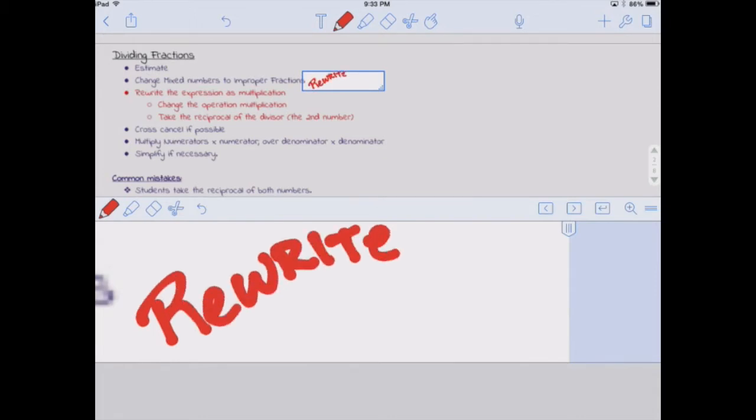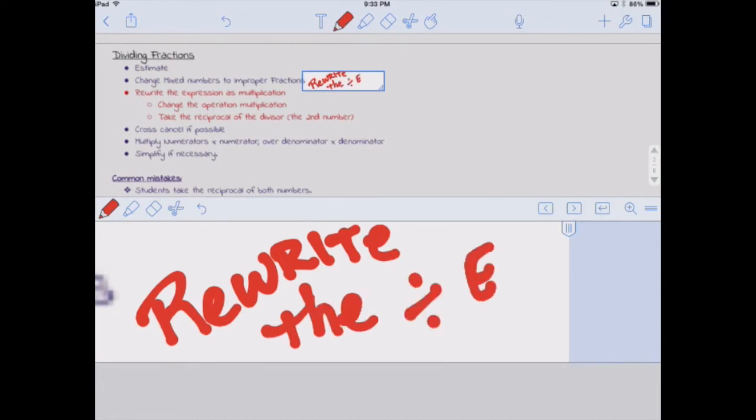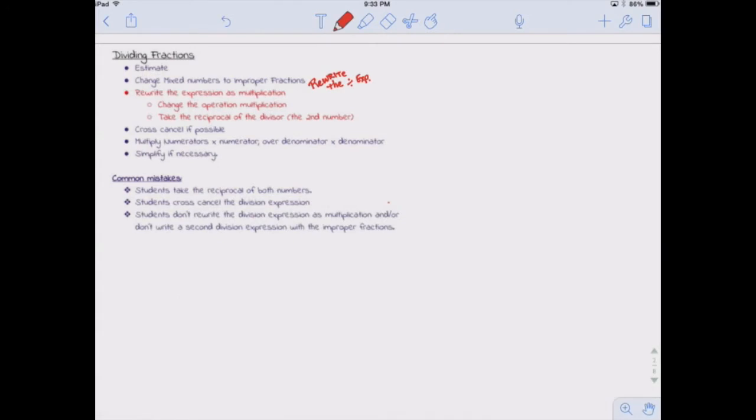Rewrite the division expression. Okay, rewrite the division expression. If you don't rewrite the division expression with your improper fractions, and you think that you're going to be able to go right from changing the mixed numbers to improper fractions all the way down to being able to start cross-canceling, guaranteed you're going to forget the step where you take the reciprocal. I'll show you what I mean as we get into an example.